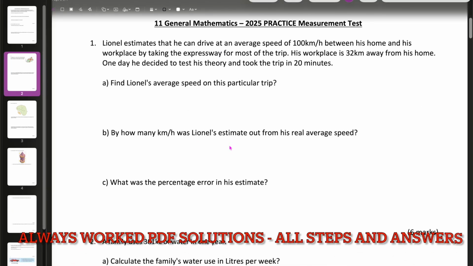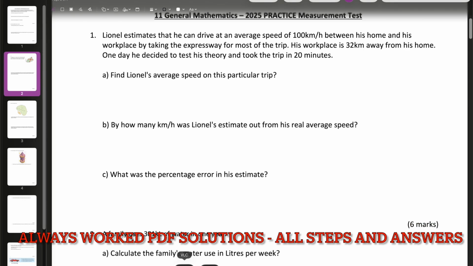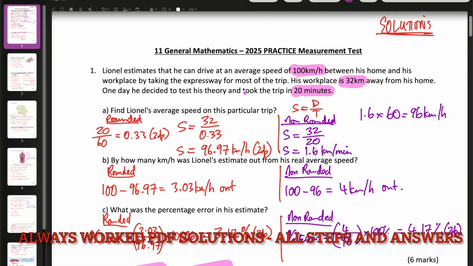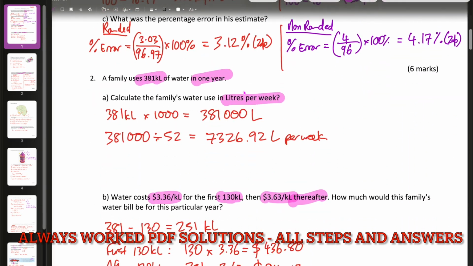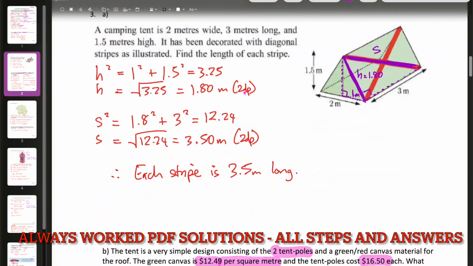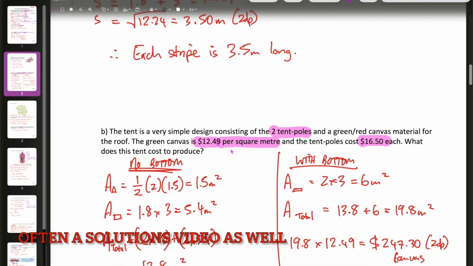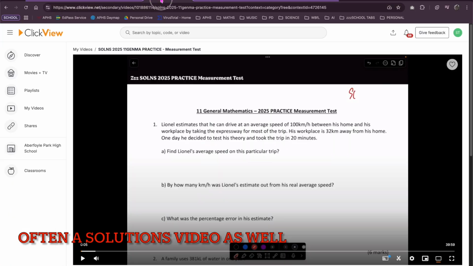You will always get solutions to the practice test before test time. You can see those here. These are worked solutions. All the steps are shown, and you can see the correct answers. You may also get a solutions video of me answering the questions and talking through them all. So you can see that here in ClickView, there is the solutions video to the practice measurement test.